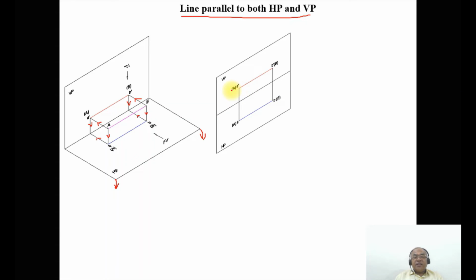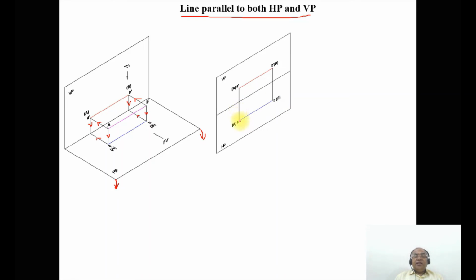If I want to check whether the front view is in true length, that means the front view line should be equal to 100 mm, then your top view line should be parallel to VP. You can see both the endpoints, small a and small b, are in front of VP by equal distance. So once it is an equal distance, you are going to get small ab, that is the top view.